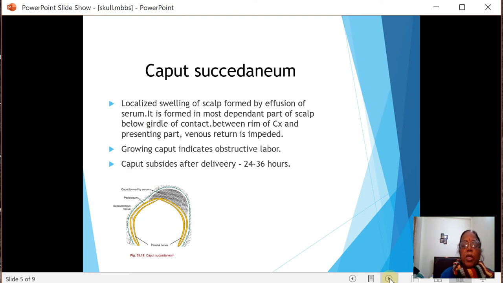A word about caput succedaneum. Caput succedaneum is a localized swelling which is formed on the scalp. This is at the point which is the girdle of contact, where there is maximum pressure from the cervical rim. Here the venous return is impeded and therefore there is a swelling. This gradually gets over by 24 to 36 hours after delivery.